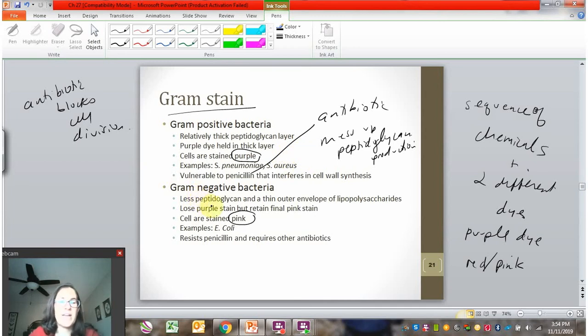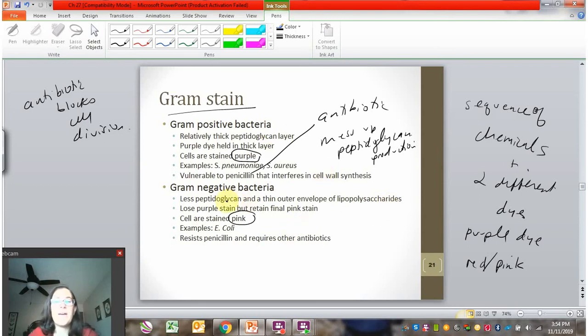Gram-negative bacteria have a thinner peptidoglycan layer. So it's still there, but it's much thinner. And then on the outside of that peptidoglycan layer, there's an additional layer of lipopolysaccharides. So lipo is referencing fat and polysaccharides are sugars. So it's a mix of lipids and sugars.